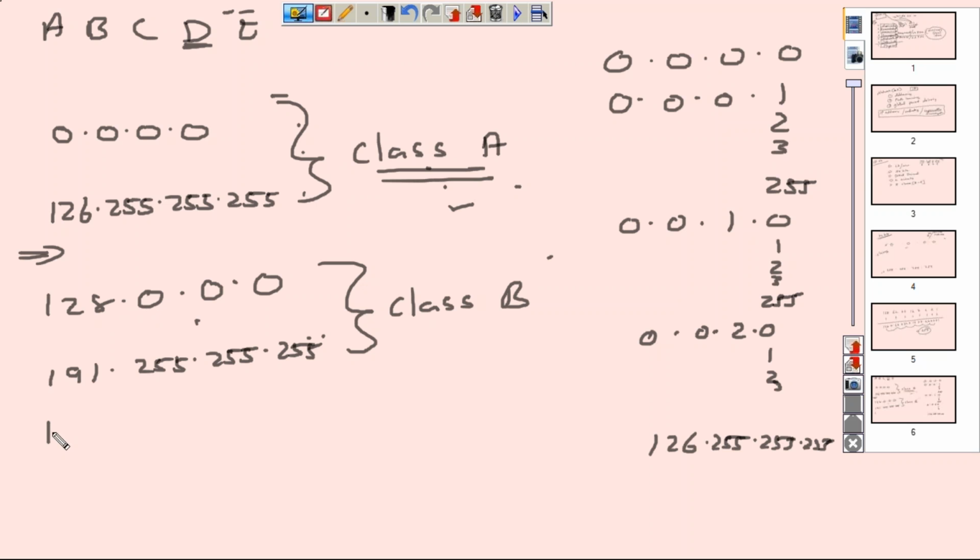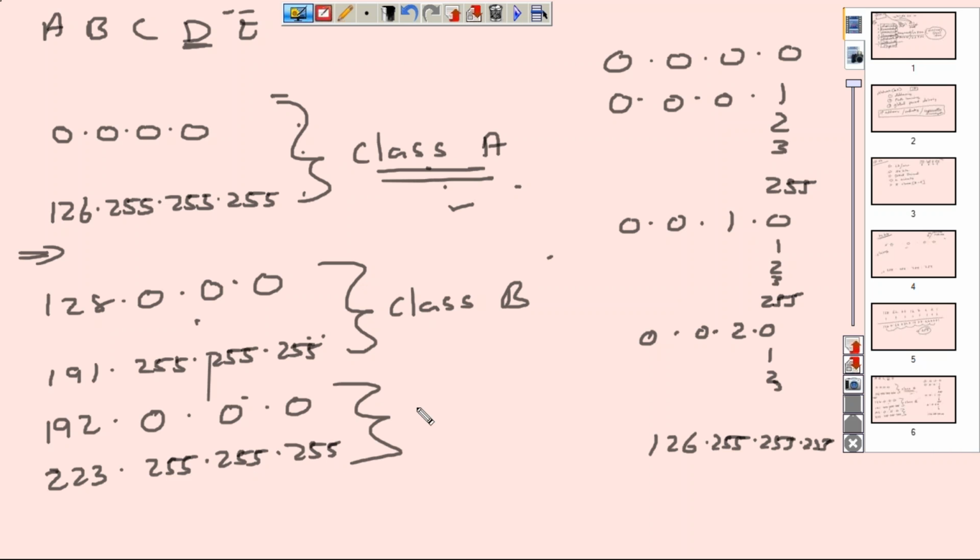And then what is the next IP address after this 191? 192.0.0.0, it's zero. All the way to 223.255.255.255. And that is called the class C address, right?